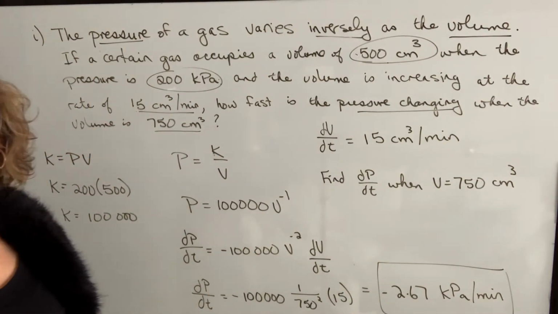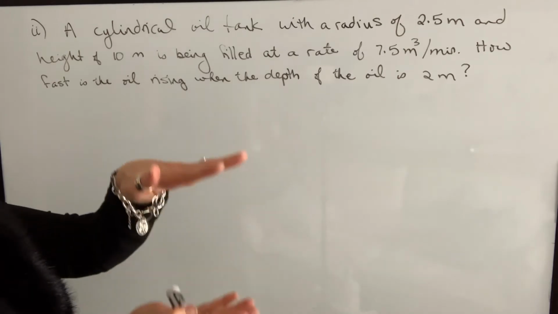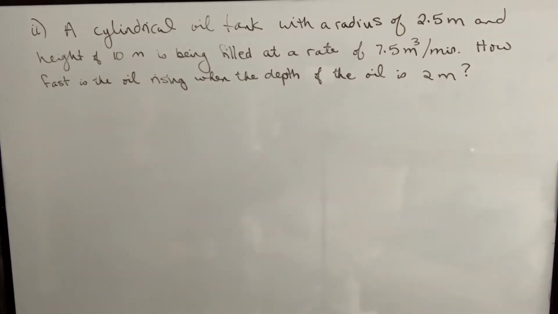Let's take a look at another example. In this next example, it says a cylindrical oil tank, and we're going to assume standing upright, with a radius of 2.5 meters and a height of 10 meters is being filled at the rate of 7.5 cubic meters per minute. How fast is the oil rising when the depth of the oil is 2 meters?